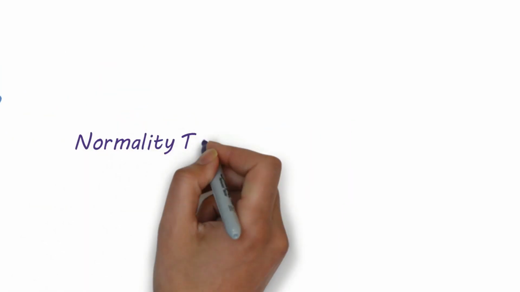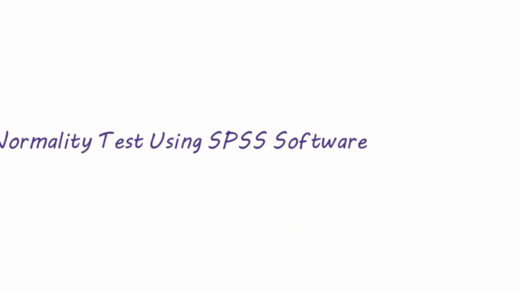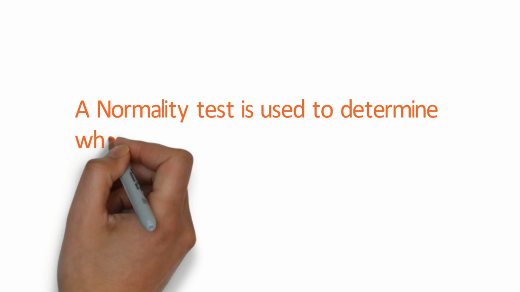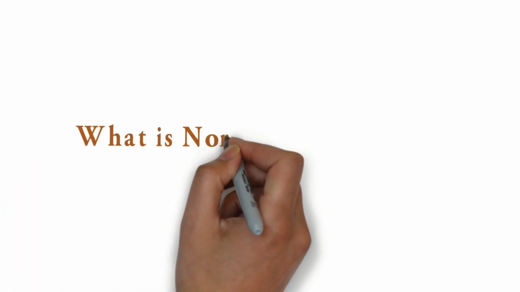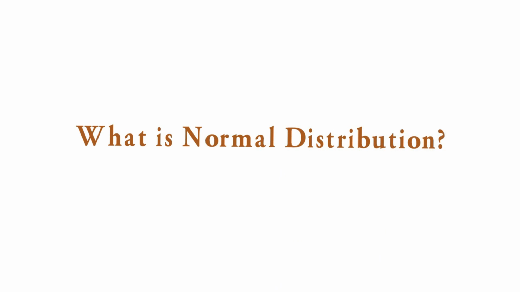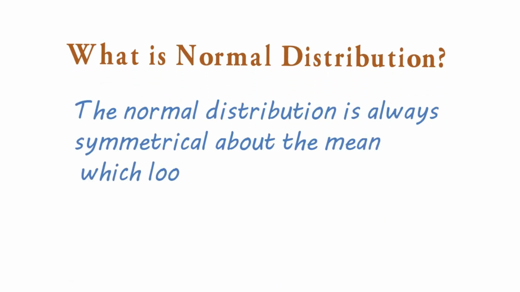In this video, I'm going to discuss the normality test using SPSS software. A normality test is used to determine whether sample data has been drawn from a normally distributed population. Then what is normal distribution? The normal distribution is always symmetrical about the mean, which looks like a bell curve.